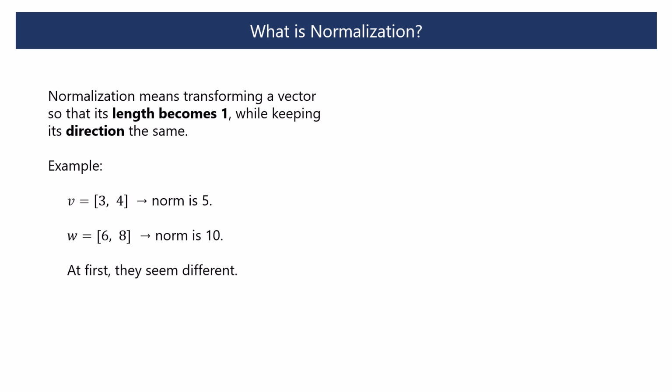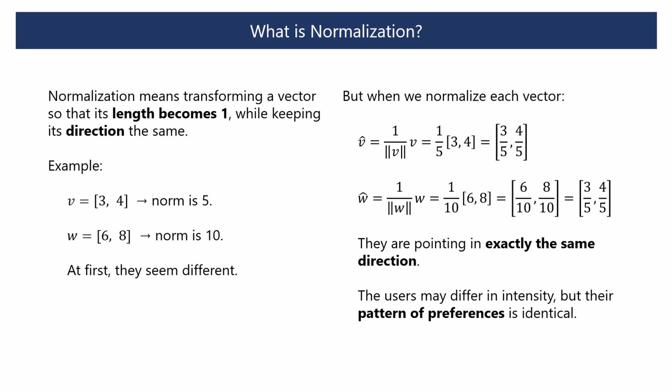At first, they seem different. But when we normalize each vector, we can clearly see that they are pointing in exactly the same direction. The users may differ in intensity, but their pattern of preference is identical. This is critical in many machine learning applications.